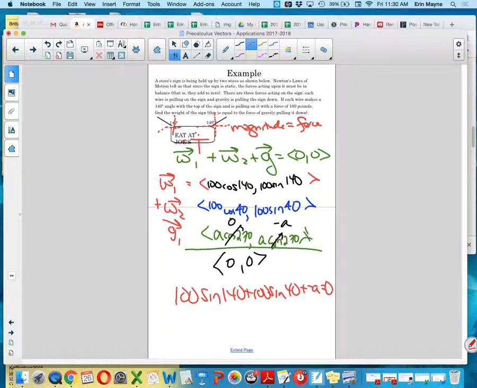I need a decimal for 100 sine of 140. I need a decimal for 100 sine of 40 plus negative A, because that's what my vertical component's doing. This vertical plus that vertical plus negative A. Why is it equal to 0? Because all of my vertical components add up to 0. The sum of these forces acting on the sign gives me a sum of 0. That's just coming from Newton's first law of motion.